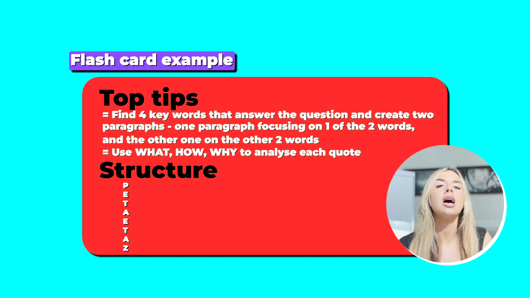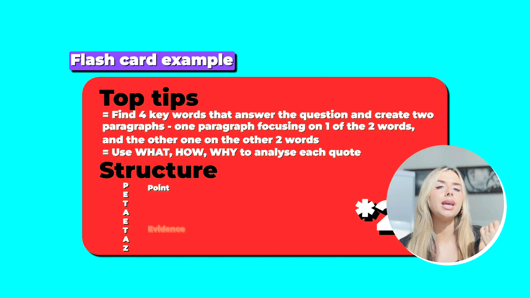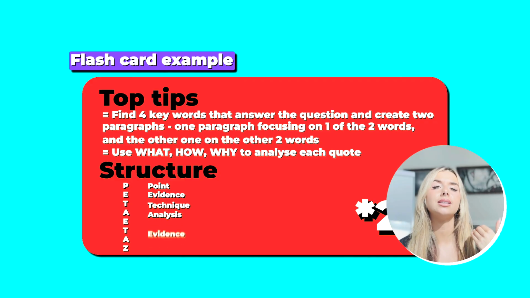Now this structure, again, I've just taken it from the Lightup Hub. We have it for every single question, but if you have a structure you've already done and you know works, you can use that. Whatever works best, just have a structure. So the structure we recommend on the Lightup Hub is PETA, ETA, Z, and do 2 of those. So I'm going to literally write it down: point, evidence, technique, analysis, evidence, technique, analysis, zoom.